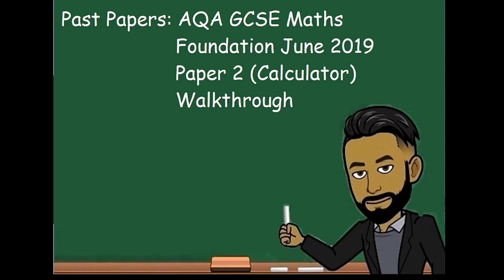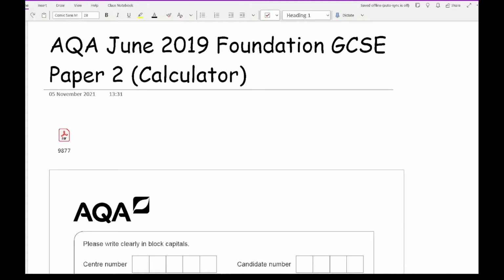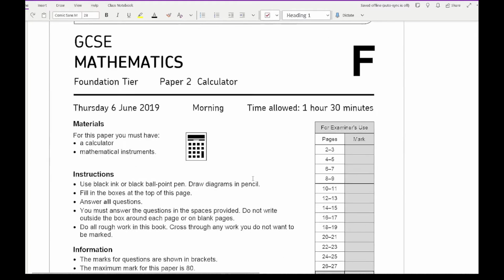So welcome everybody to this latest video on 162 Maths, and in this video we'll be going through the AQA GCSE Foundation June 2019 paper 2, which is a calculator paper. So let's get started on this June 2019 Foundation GCSE paper 2 calculator paper. So let's have a look at the first question.